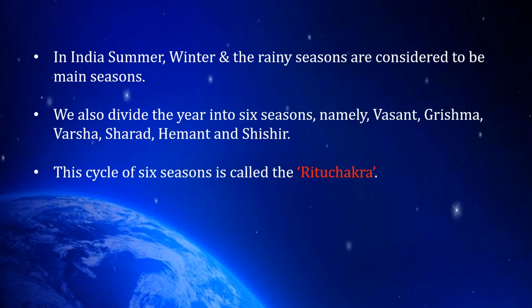In India, summer, winter and rainy seasons are considered to be main seasons. We also divide the year into 6 seasons, namely Vasant, Grishma, Varsha, Sharad, Hemant and Shishir. This cycle of 6 seasons is called the Ritu Chakra. Okay?